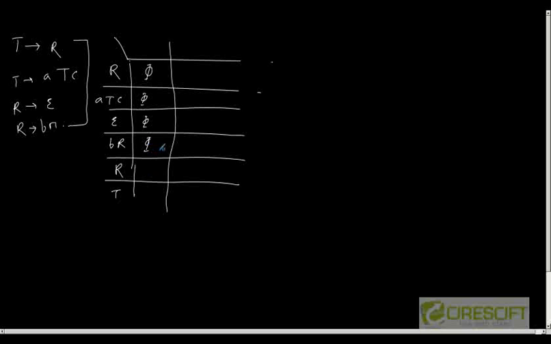Okay, now we'll apply the rules. This is the initial condition. So we'll apply the rules, and what we'll find, so suppose we take this rule, R is BR, then what will be my first of R? First of R will be first of BR. Understood? So I'll say first of R is equal to first of BR.